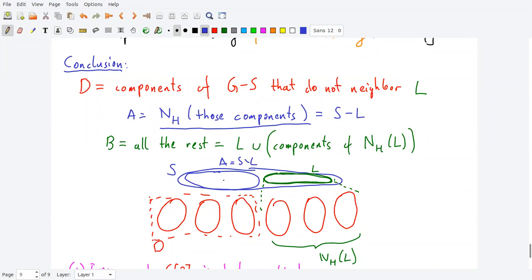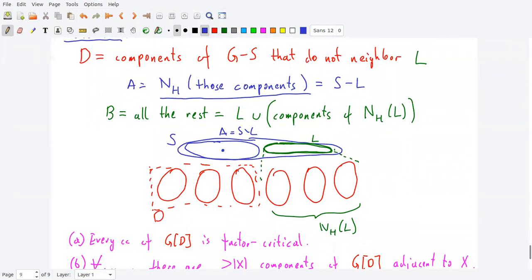Why so? Because every vertex here must have at least one neighbor in D, because otherwise we could have added it to L, increasing the size of a set of defect zero. Actually, we would get a set of positive defect. Good, so this is A. And now B is the rest of the graph. So B is just the set L plus all the components that neighbor L.